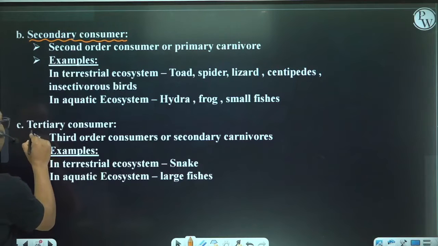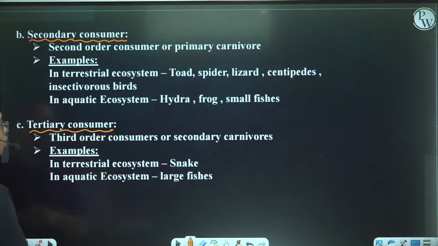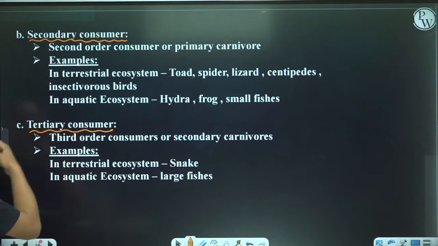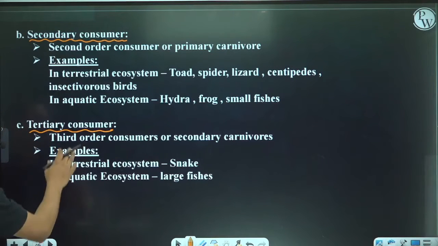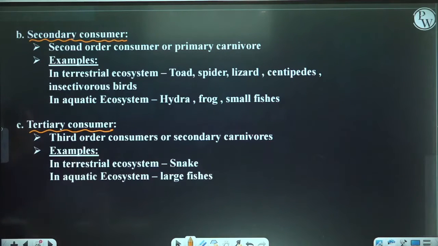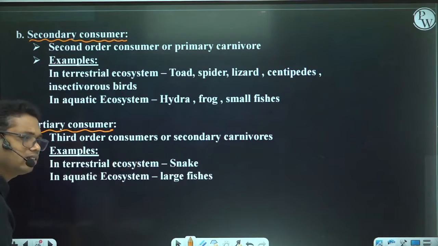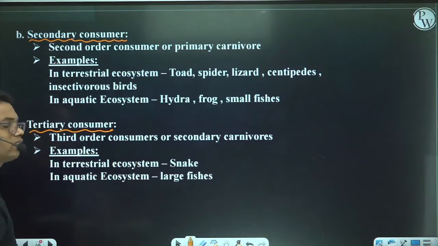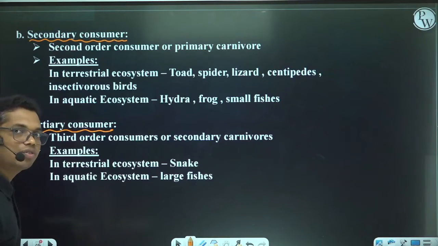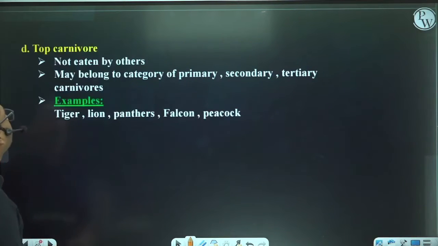And what about tertiary consumer? These are those consumers which feed on the secondary consumers. They are also called third order consumers or secondary carnivores. In terrestrial ecosystem the example I can take is snake, and in aquatic ecosystem I take the example of large fishes.